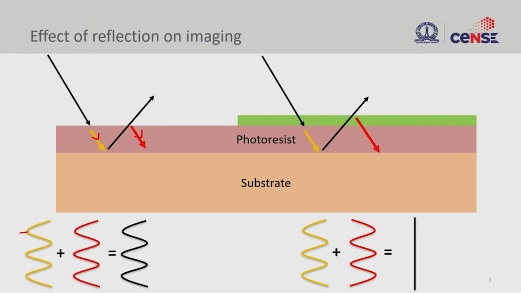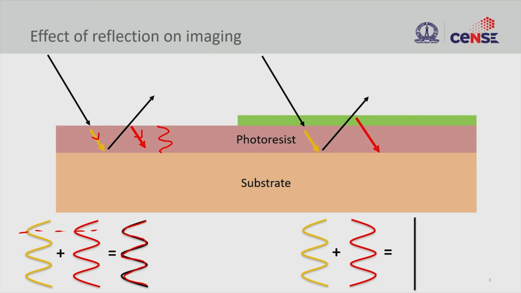So if these two beams don't have any phase difference, and they add or interfere with each other, it will create a standing wave. So this is the standing wave we are talking about. The intensity of light within this photoresist region will look something like this, because there is no phase difference between these two beams. But this intensity variation within the photoresist is something undesirable, because ideally you want a flat exposure.